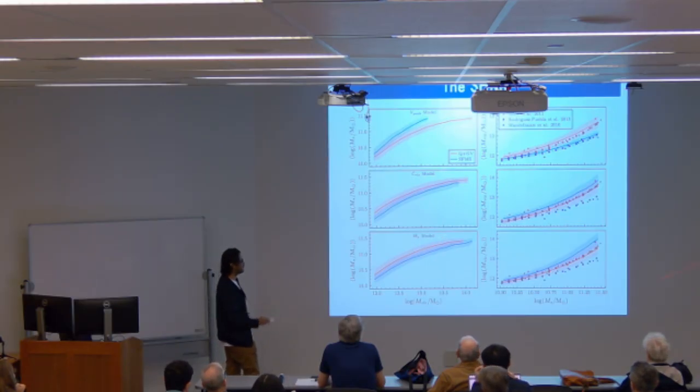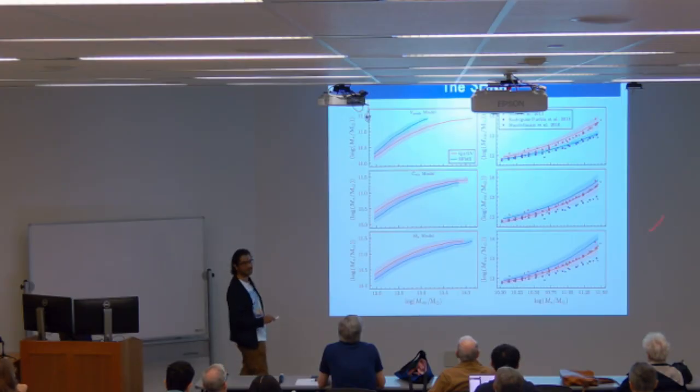Now, in this part, we can compare to some observations. You can see that the three models predict the same stellar to halo mass relation for quiescent galaxies, but not for star-forming galaxies.